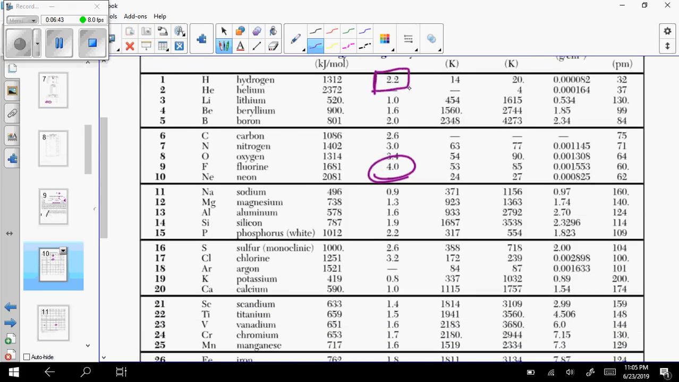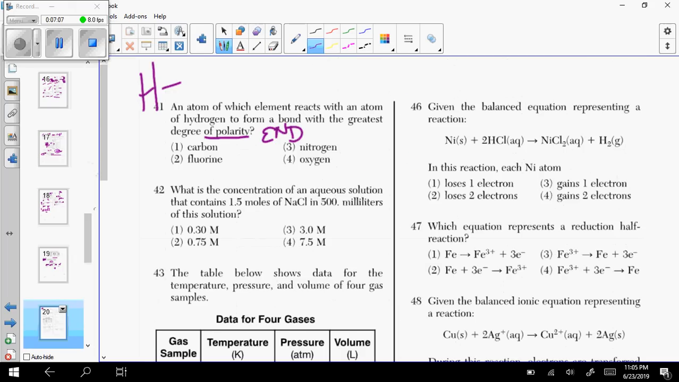Hydrogen is a 2.2. The difference between that and carbon is a 0.4. Nitrogen is a 0.8. I can't think if oxygen was on there. Maybe it was oxygen. But fluorine was on there, and that's a 4.0. So that's going to be the greatest difference. That'll give me the most polarity. So fluorine.